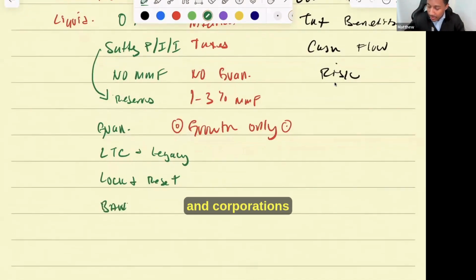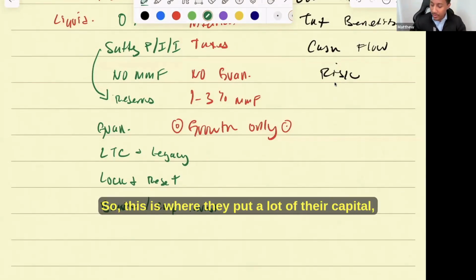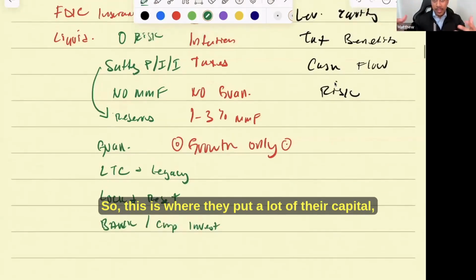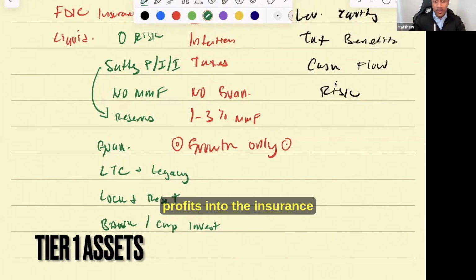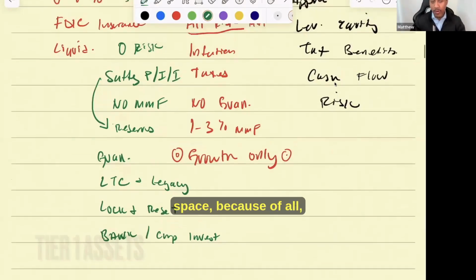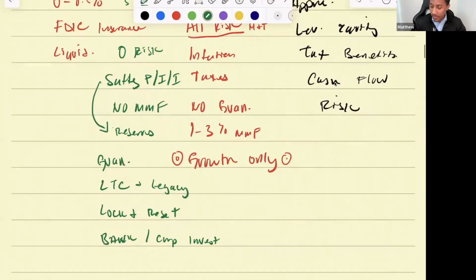This is where banks and corporations invest their money. It's called BOLI or COLI, bank-owned life insurance, company-owned life insurance. They put a lot of their capital, a lot of their excess money and profits, into the insurance space because of everything I'm sharing with you up until this point of why people use these accounts.